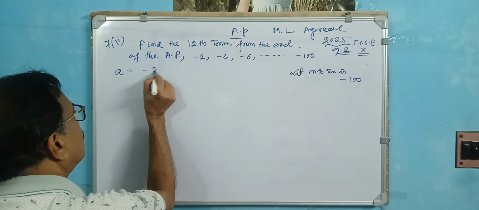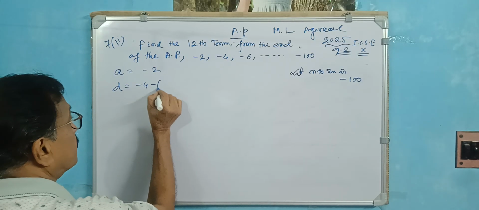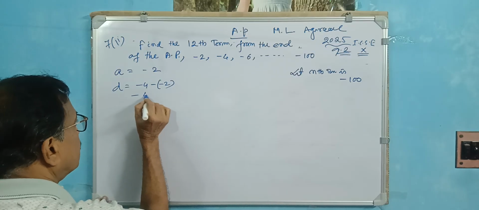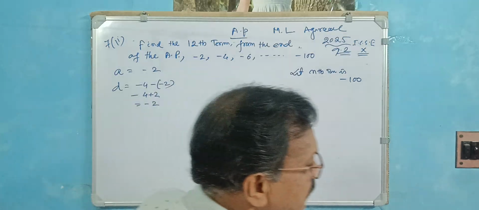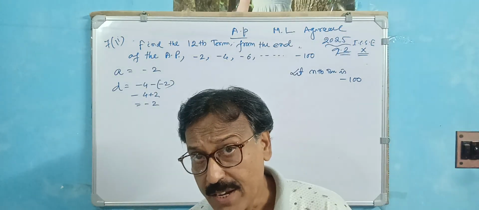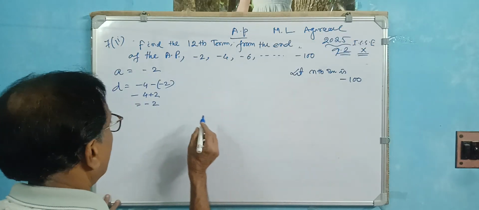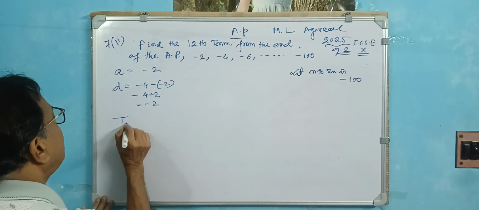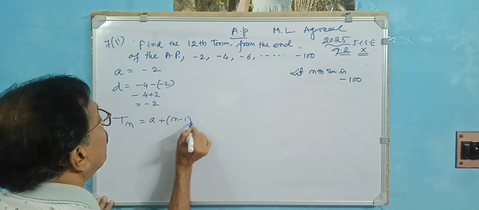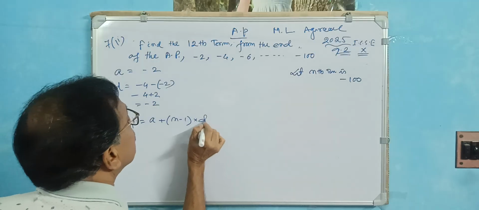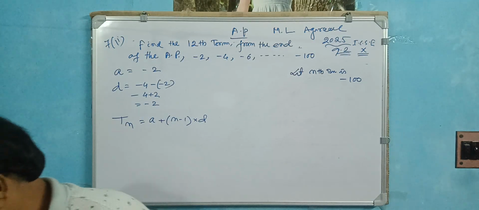Always calculate the first term first. What is the common difference? This is minus 4 minus of minus 2, that is minus 4 plus 2, that is minus 2. Okay, you get a and you get d. Now what's the general formula? The general formula is Tn equals a plus n minus 1 into d. Just put the values.